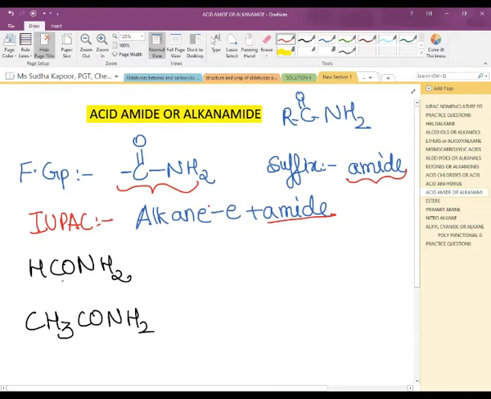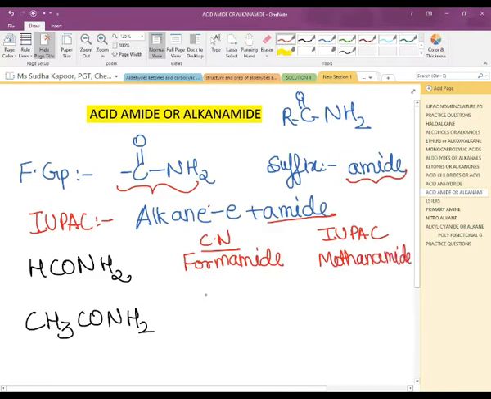So coming to the first one, HCONH2. It is obtained from formic acid, also known in the common name as formamide. Formamide, the common name for it. And in the IUPAC system, following the rule as given, methane, removing E, methanamide. Now coming to the 2 carbon, that is CH3CONH2, it will be known as acetamide, derived from acetic acid. And in the IUPAC there are a total of 2 carbons, so it is known as ethanamide.